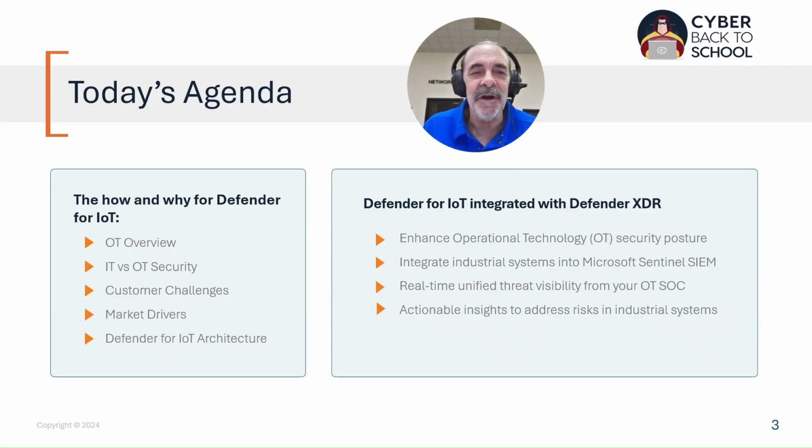Today we're going to talk about Defender for IoT, the OT security, industrial security product from Microsoft, which is a part of the Defender XDR family. We're going to do a high-level, brief OT overview and a hopefully interesting discussion on IT versus OT security. We're going to talk about the customer challenges that were expressed when Microsoft was doing the product development, and how those are all met substantially by the product. And then we're going to go deep and rapidly into the Defender for IoT architecture.